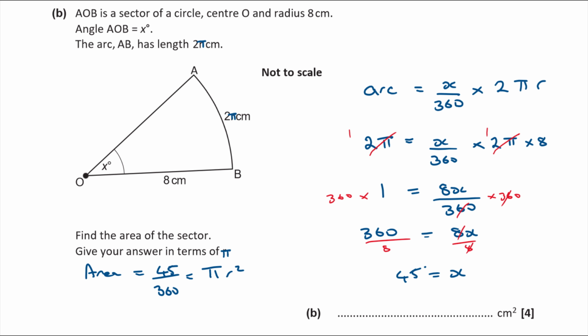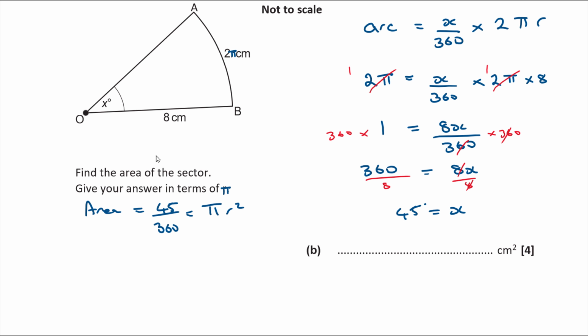So what's that then? Need a bit more space, I think. So 45 over 360 times pi times what was the radius? It was 8, wasn't it? 8 squared. So that's equal to 45 over 360 times pi times 64.